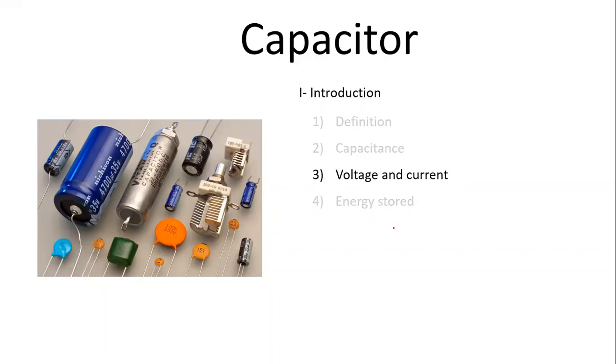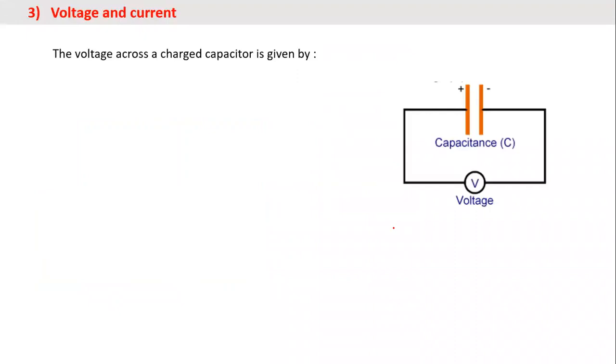Part 3, voltage and current in a circuit where we have a capacitor. The voltage across a charged capacitor: first we are talking about the charged capacitor, since if the capacitor is not charged, then the voltage will be equal to 0. Now, when the capacitor is charged, its voltage is given by U_C equals Q over C, the quantity of charge over its capacitance. So this is in coulomb, this is in farad, and this will be in volt.